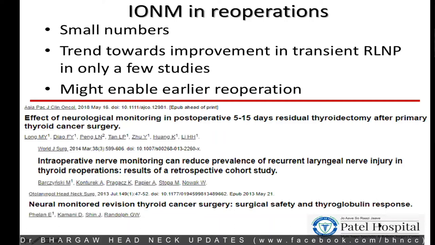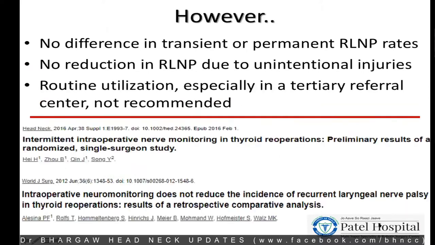Remember that these studies are limited, as you would imagine. The numbers are very small, so it's difficult to draw any meaningful conclusions from this. But what we know is that if you have a patient who's been operated outside and has gross residual disease in the thyroid bed, the confidence imparted from IONM might be able to enable early reoperation. Because there was an improvement in transient recurrent laryngeal nerve palsy vis-a-vis the number of days from the surgery in a few studies, as have been quoted over here.